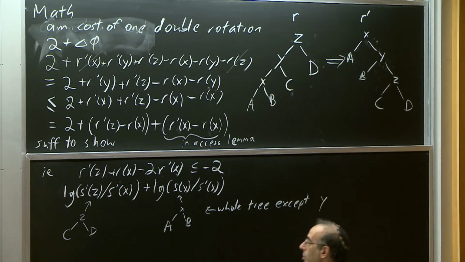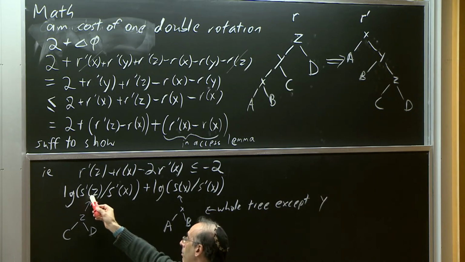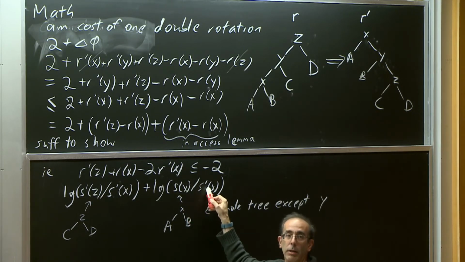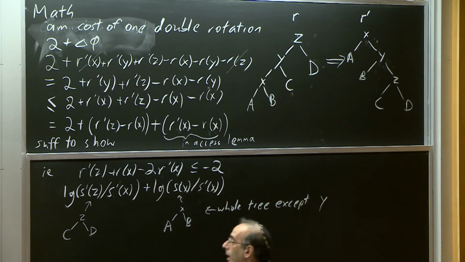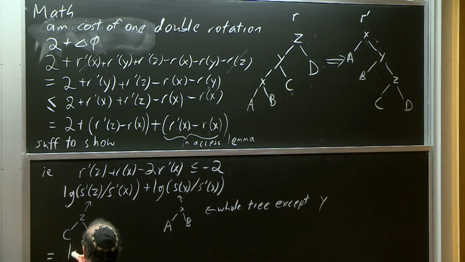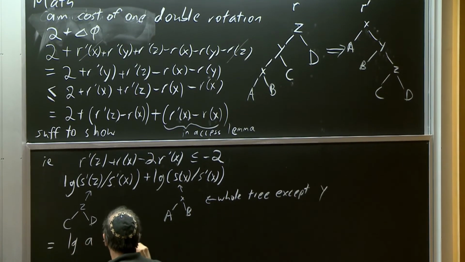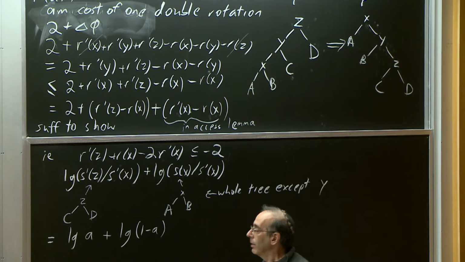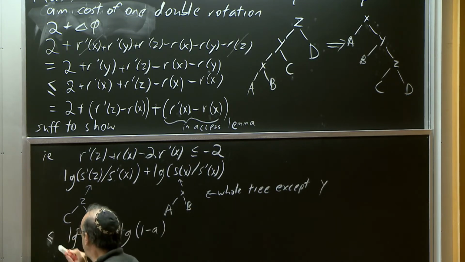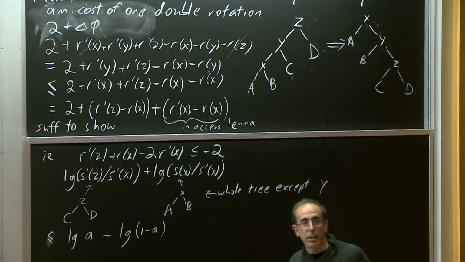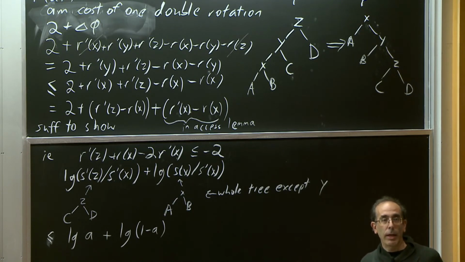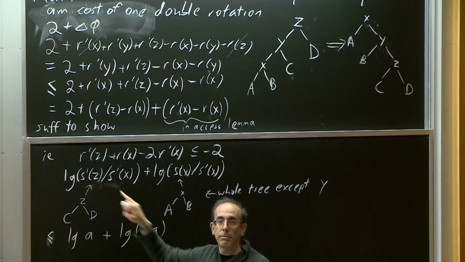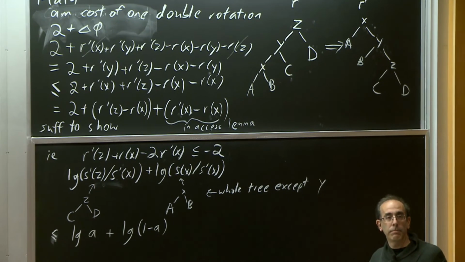So what are we measuring? We're measuring one fractional part of the whole tree and the other fractional part of the whole tree, right? So this is just equal to the log of A plus the log of, well, basically 1 minus A, if I don't worry about y, and if I recognize that y has some weight, it's still an upper bound, right? Where A is just this fraction. Okay.